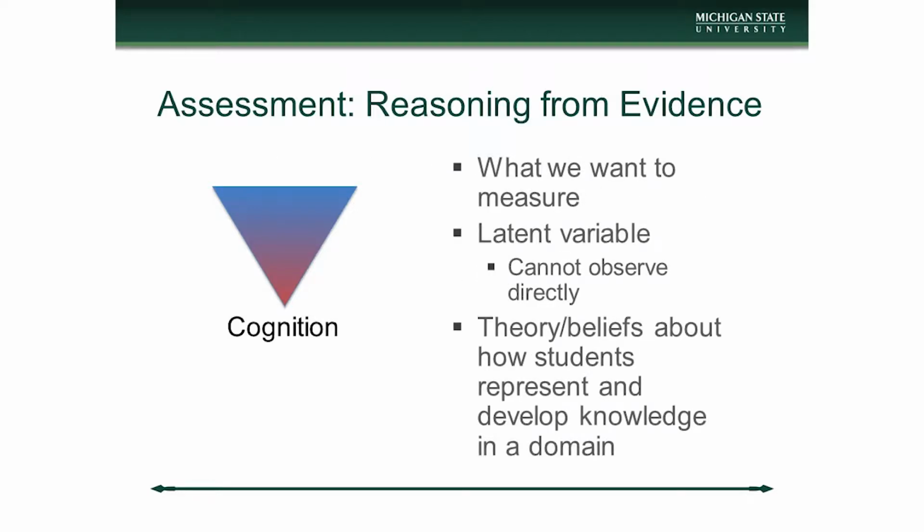And the cognition, of course, is what we really care about. We want to measure cognition in some way, right? If we say a student is a four-point student, we're making some claims about their cognition in this discipline, their thinking. However, cognition is a latent variable, and that means we can't observe it directly. Sticking them in an fMRI machine doesn't do us any good. We can't actually see what they're thinking, so we have to make some inferences about that. And the way we make these inferences is through some theoretic framework or set of beliefs about how the students represent and develop knowledge within our domain. And so whether or not you have an explicit theory or set of beliefs about how students represent and develop their knowledge in a domain, you are doing that.